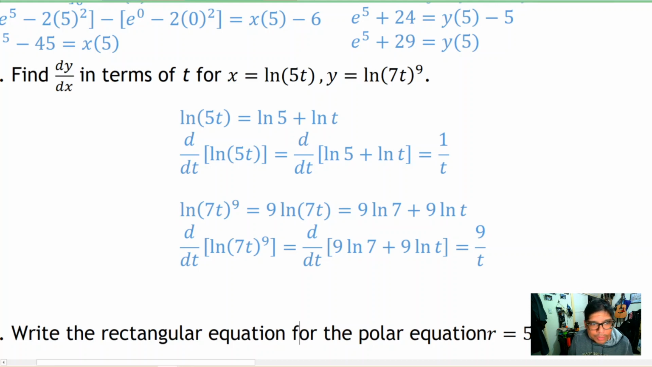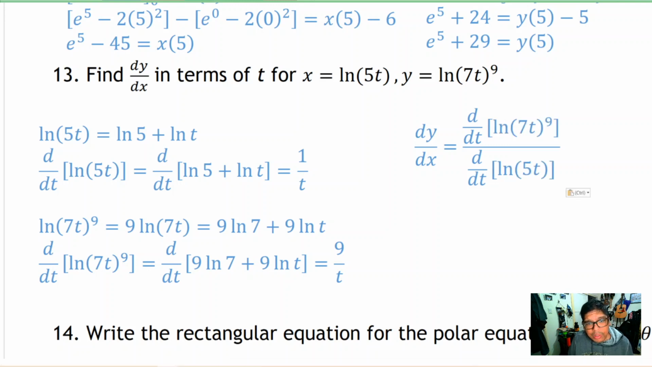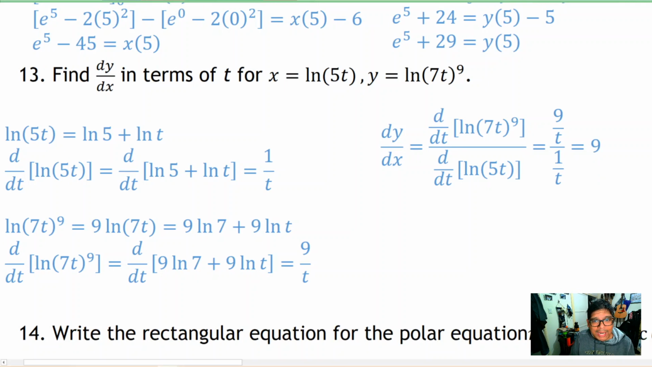Now that we got the individual derivatives out of the way, let's get to the slope formula. The slope is dy dt over dx dt, which is the derivative of the natural log of the 9th power of 7t over the derivative of natural log of 5t, which is 9 over t over 1 over t, or just 9.